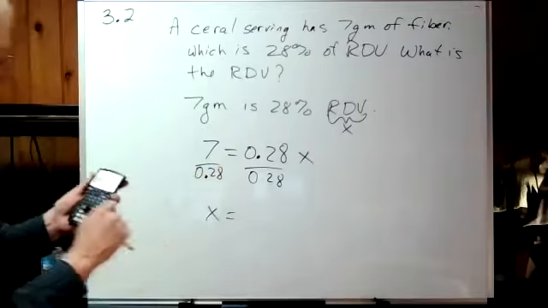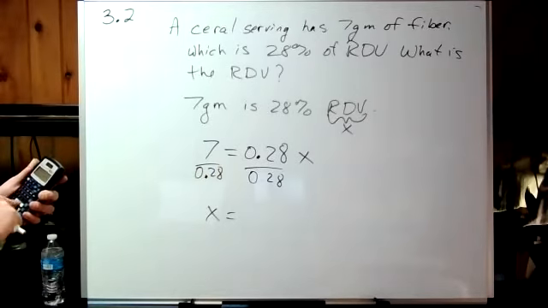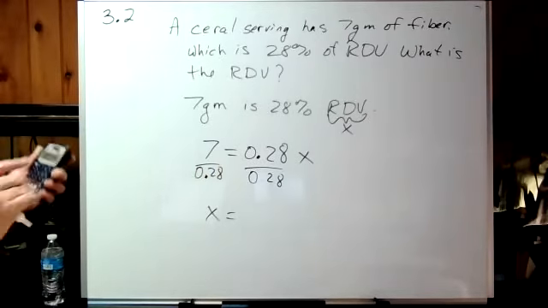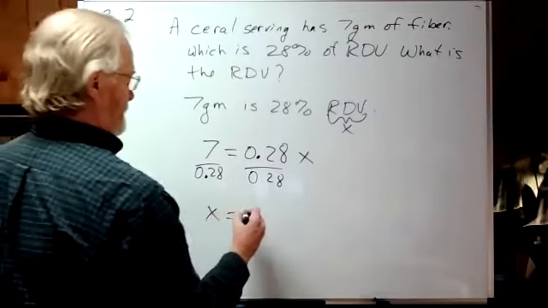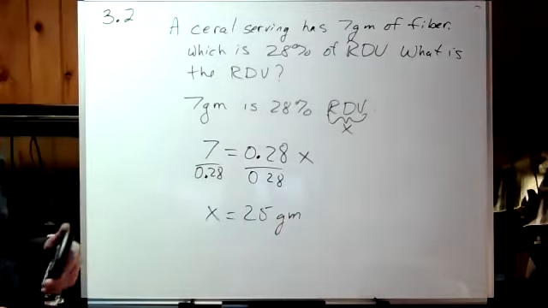And so 7 divided by 0.28 is 25. 25 grams per day is what you're supposed to have, apparently.